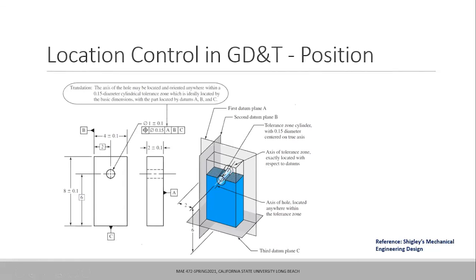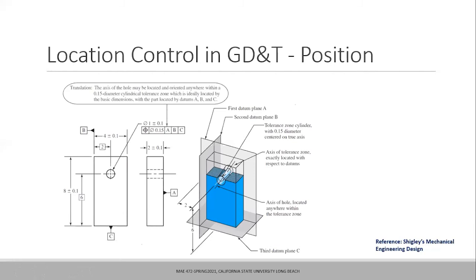Yeah. So the axis can be, I don't know how to word it. Like 0.15 is your tolerance. So the axis can turn diagonally, but as long as it stays within that 0.15.